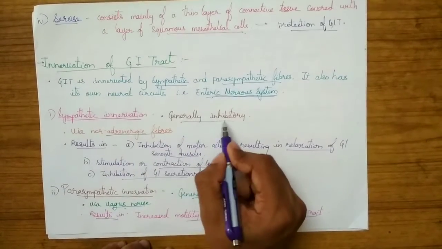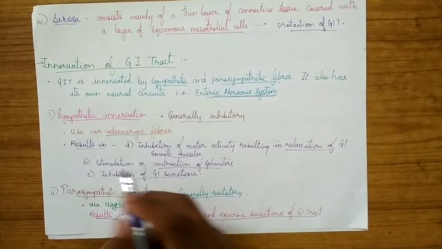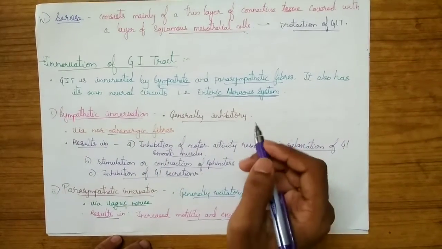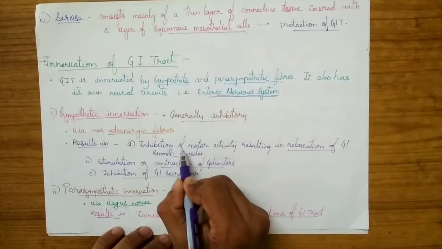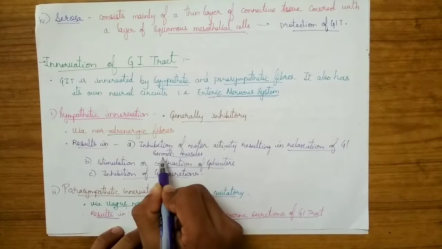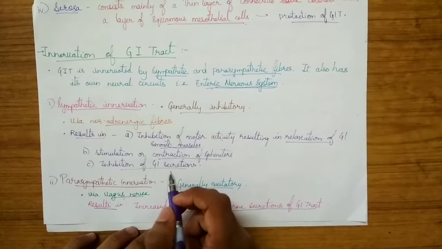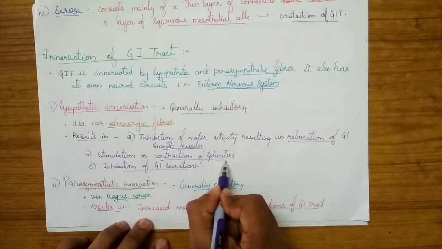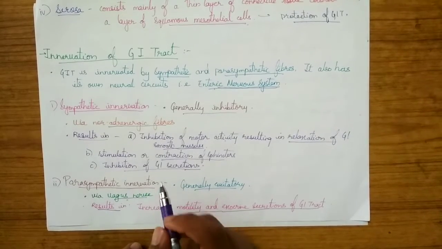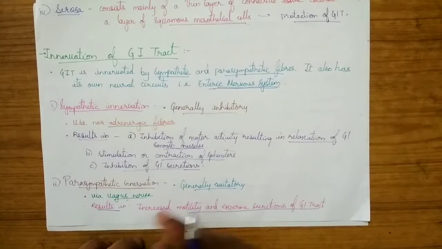It is generally inhibitory and it is mediated via noradrenergic fibers. So since it's inhibitory, it results in inhibition of motor activity, resulting in the relaxation of GI smooth muscles, the stimulation or contraction of sphincters, and the inhibition of GI secretions. So it basically halts the digestion process.